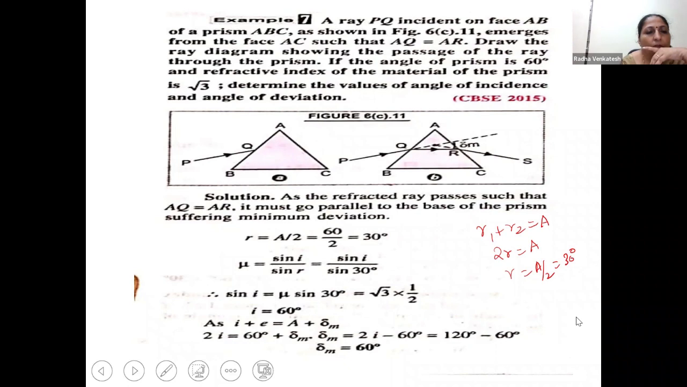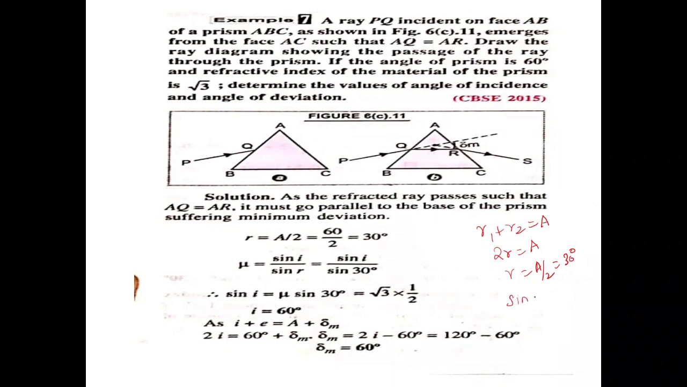Now you have to find the angle of incidence. So sin I by sin R is the refractive index, which is given, isn't it? The refractive index is √3. So sin I is equal to √3 into sin 30, so sin I is √3 by 2. So I is 60 degrees. That value I also got. So the children should understand this: from the first line, AQ is equal to QR. When the diagram gives that AQ is equal to QR, that means the ray of light is traveling parallel to the base.